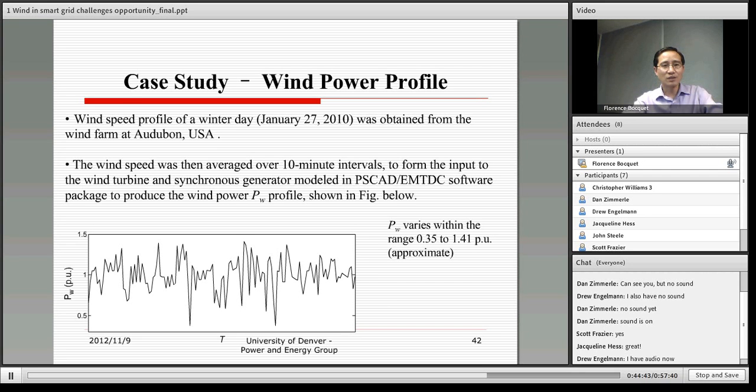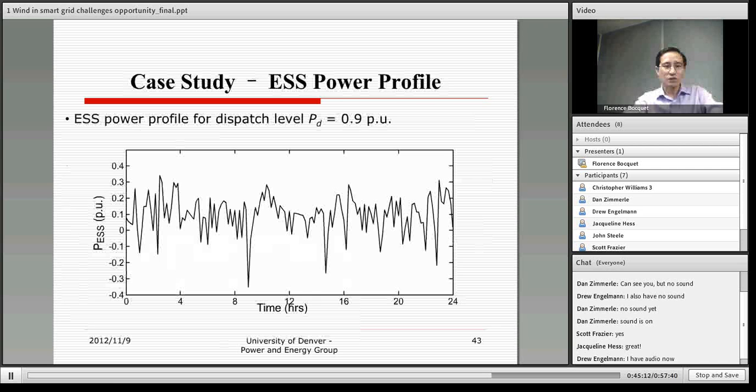So now we did a case study. For example, this is a wind power profile, highly fluctuating. As we see, PW is the wind power. It varies from 0.35 per unit to 1.41 per unit. For example, this is a 2 megawatt wind turbine generator, right? So the per unit means 2 megawatts is your base. So the wind power output fluctuates a lot.